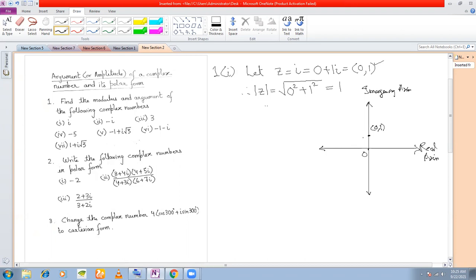If you see, (0, 1) is between the first and second quadrant. So you start from here, right? So what is the angle made here? This angle is pi by 2. So therefore, we write argument of z is equal to pi by 2. Clear?